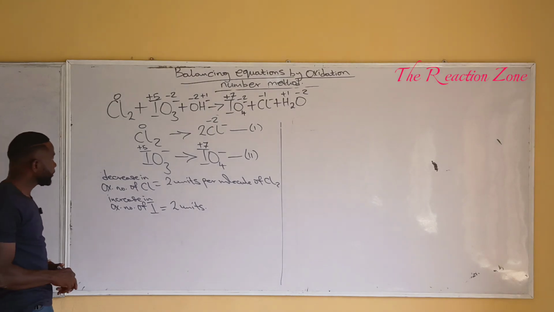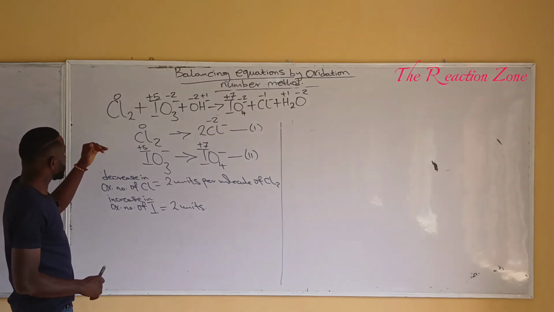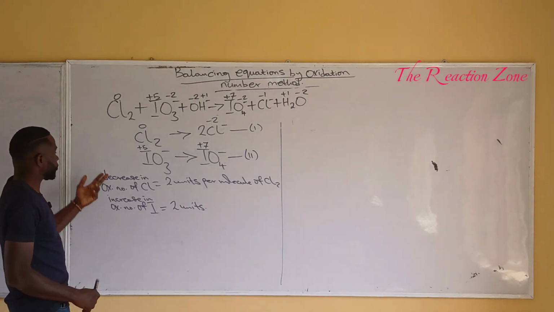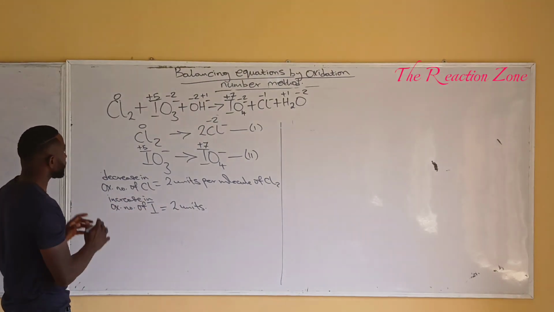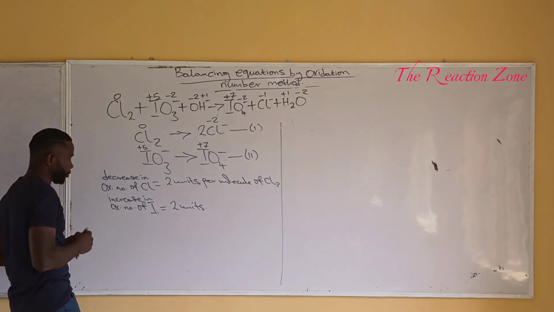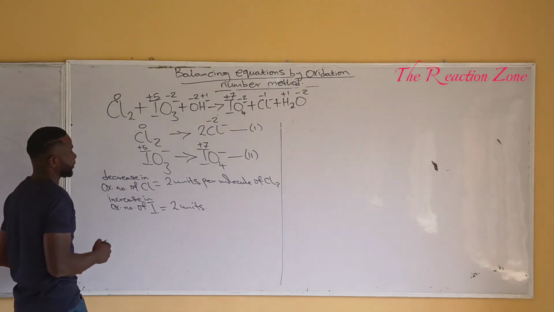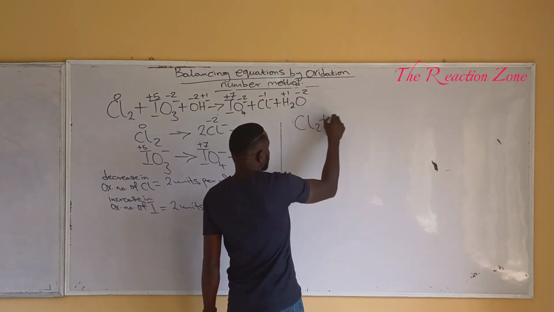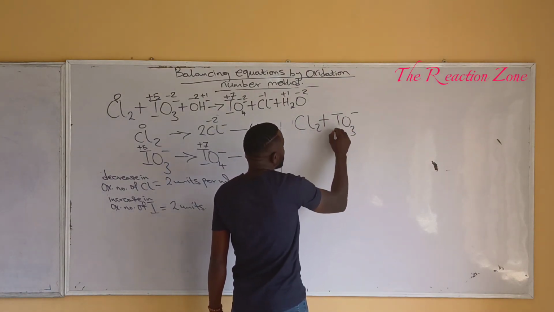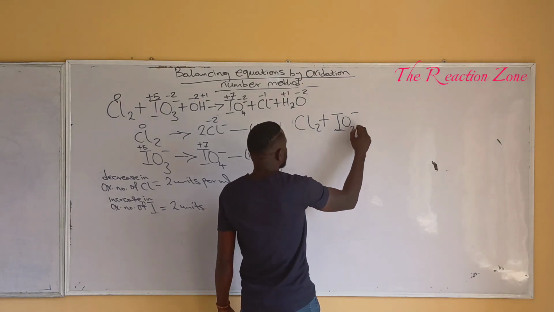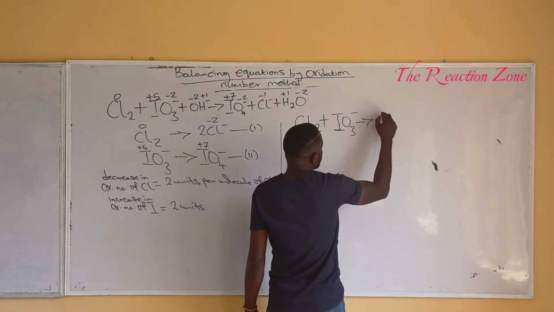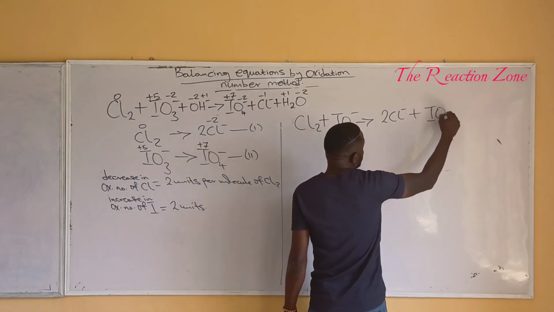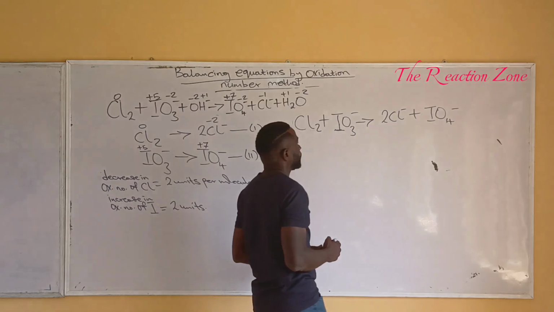So since the increase in oxidation number of iodine is equal to the decrease in the oxidation number of chlorine, we can now add both equations together. When we do that, we would have Cl2 plus IO3 minus to give us 2Cl minus plus IO4 minus.